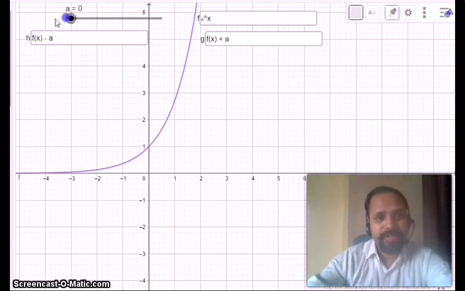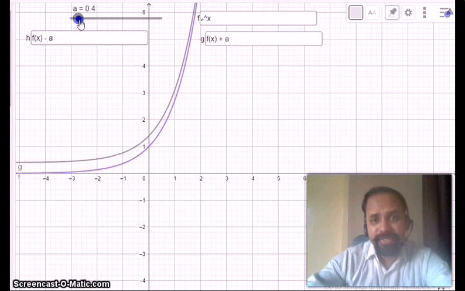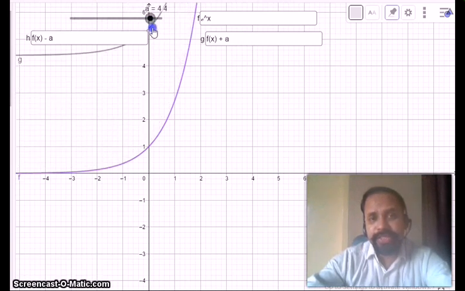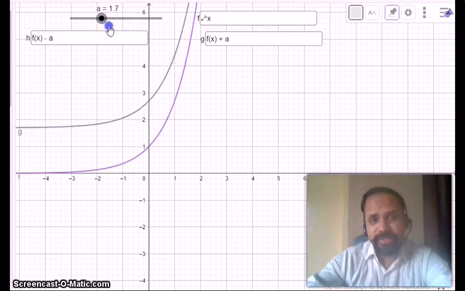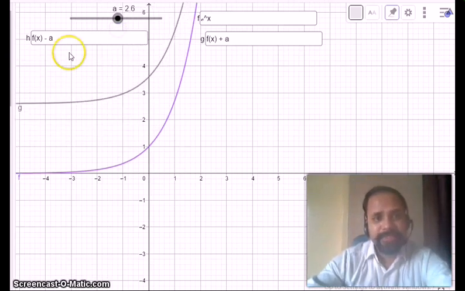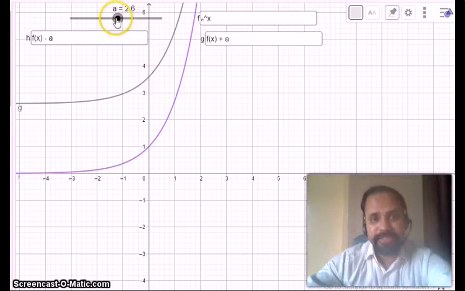Okay, let's see the graph. There is no change. If we change the value of a, please see this one, f(x) plus a. If we change the value of a, see what is happening. Simply this graph is going a unit upwards. That means if we add any constant outside the function, that is f(x) plus a, then the graph shifts a unit upwards.